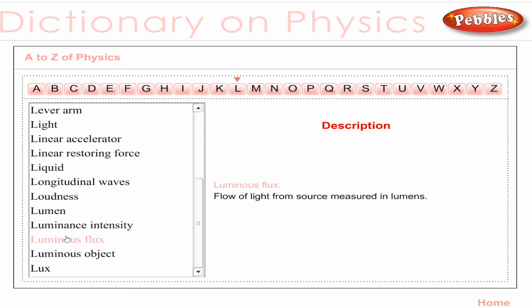Luminous flux. Flow of light from source measured in lumens. Luminous object. Object that emits light as opposed to one that reflects light. Lux. Unit of illuminance, 1 lumen per square meter.